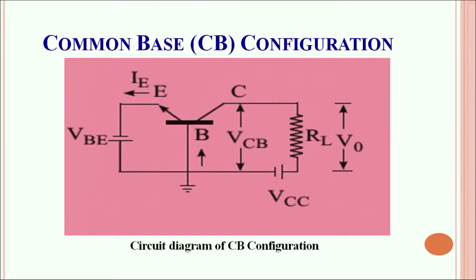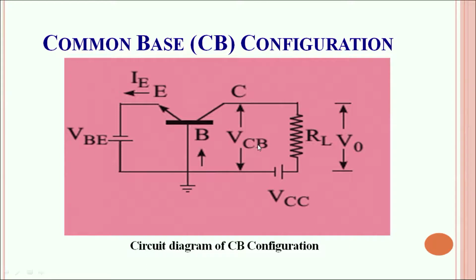Over here, in the circuit diagram of the common base configuration, we can see that the base is common to both the circuits, the input circuit as well as the output circuit. This is a simple diagram of the common base configuration. Over here, the emitter base configuration is kept forward bias by connecting the N-type emitter to the negative terminal of the battery and the P-type base to the positive terminal of the battery. On the other side, for the output circuit, the collector base arrangement is made in such a way that it is reverse bias.